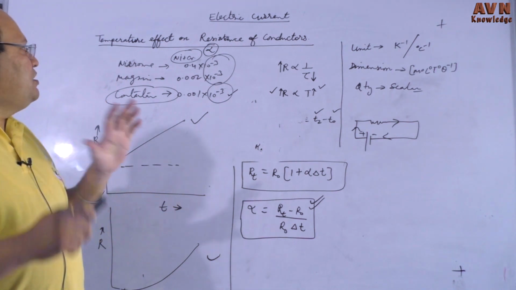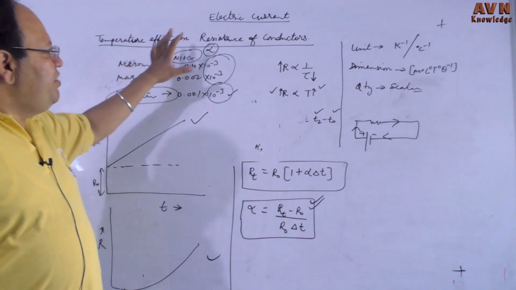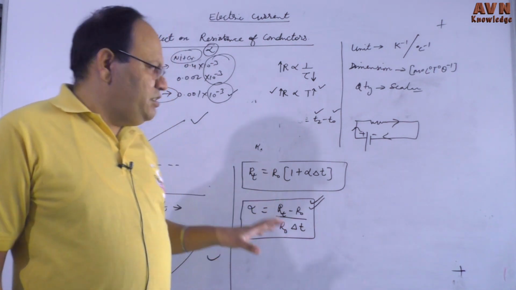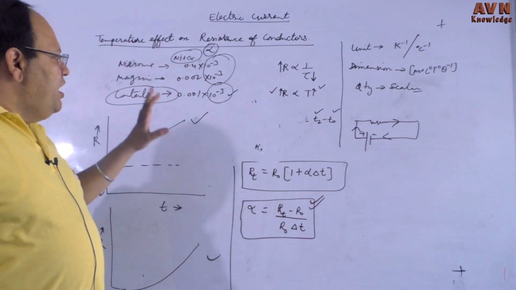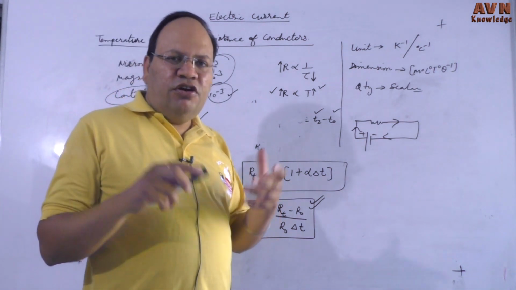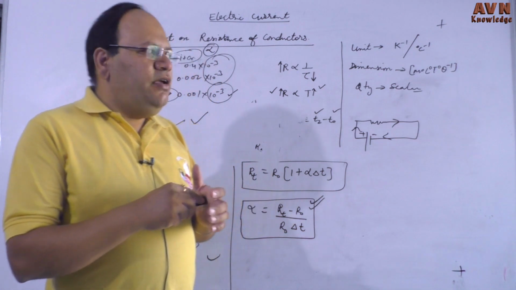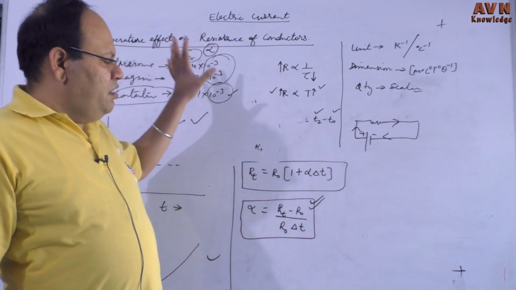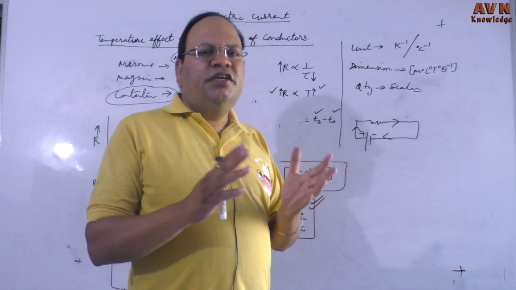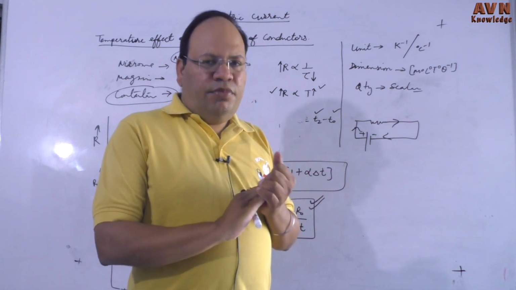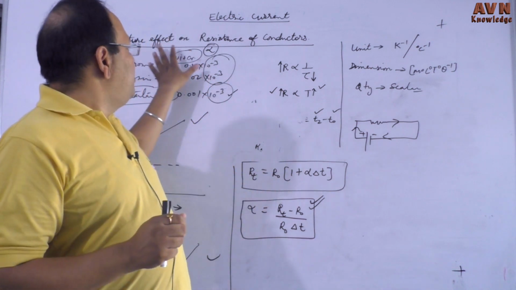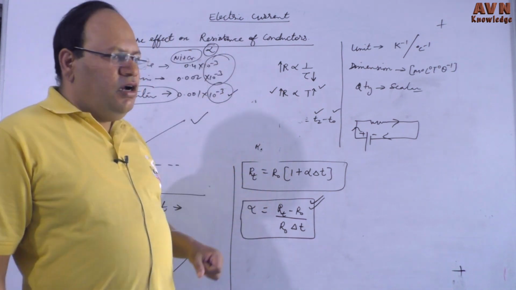So the conclusion is about the temperature effect on the resistance of a conductor: when we increase the temperature, resistance also increases, and the temperature coefficient of alloys will be very small according to experiments. When we increase the temperature, the conductor should not be heated. So this is the temperature effect on the resistance of conductors.